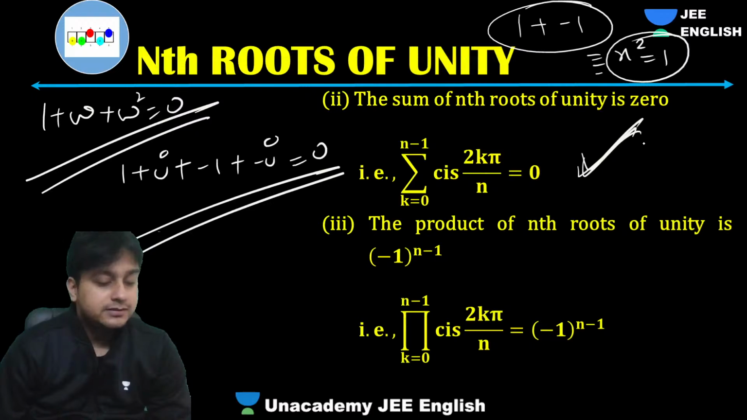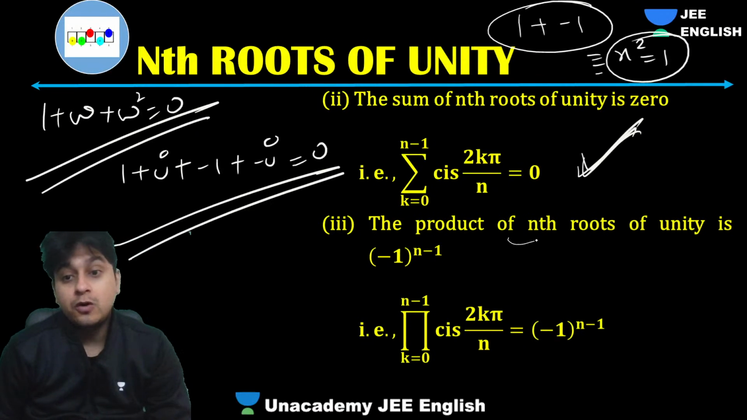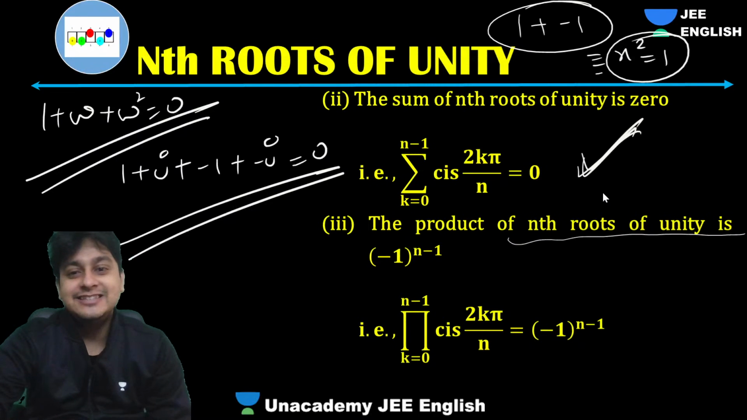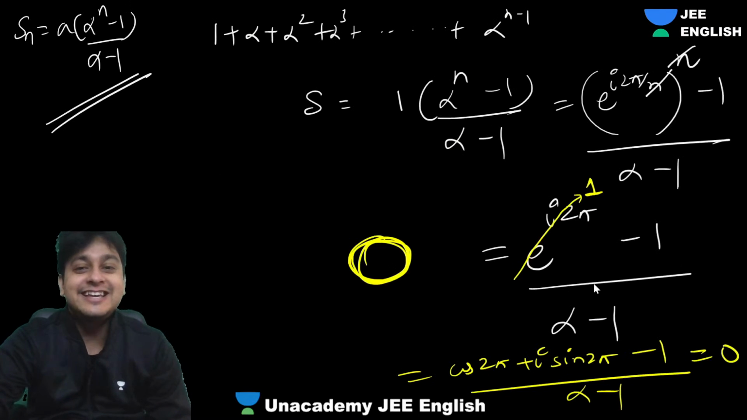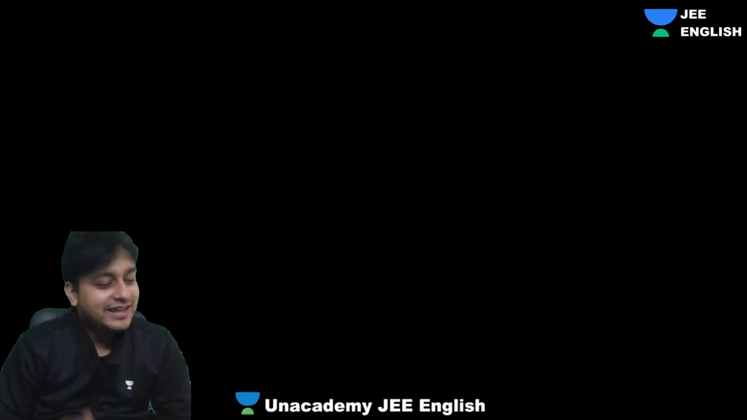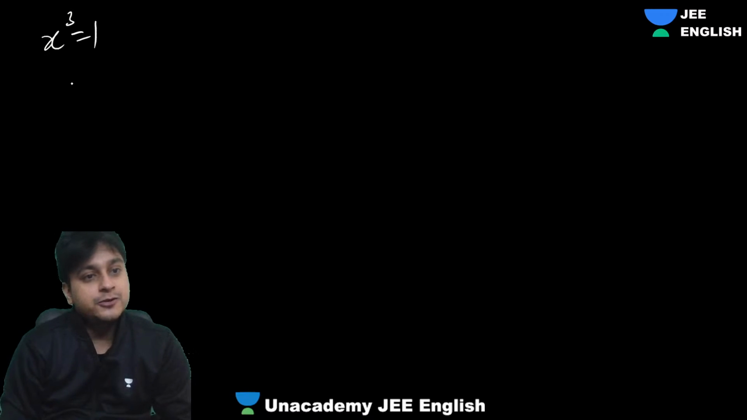Now next part. This is important. The product of nth roots of unity. I'll just give you a brief idea. Let's take examples and do it. I'll just try to relate each and everything for you. So let's suppose you have x cube equal to 1, the roots are 1, omega and omega square. So when you multiply all of them, what are we getting?